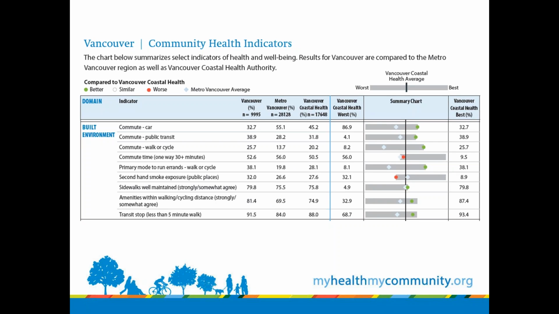What is your primary mode to run errands? Trying to get at their active transport. Are they able to actively transport themselves around by walking or cycling? We also looked at secondhand smoke exposure in public places, sidewalks well maintained, amenities within walking, cycling distance, and transit stops. So questions we know have been asked in other communities that we can then compare, and things that we actually knew some of our partners and cities wanted to ask so they could find out about their citizens, this type of data.